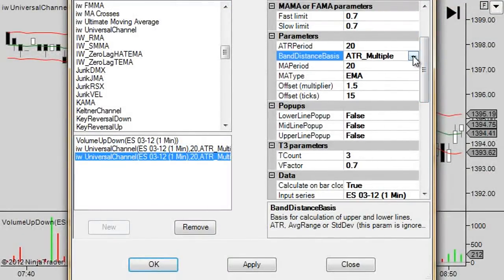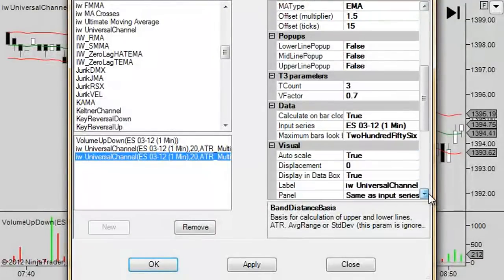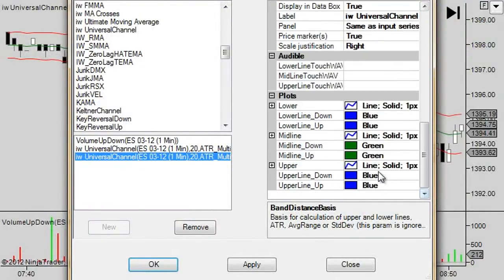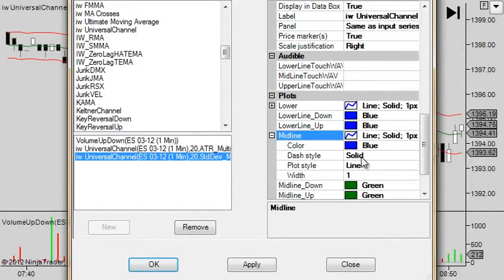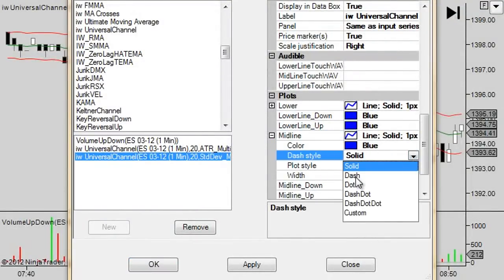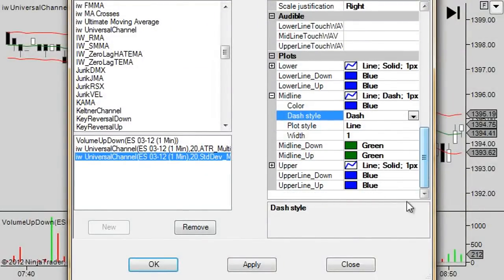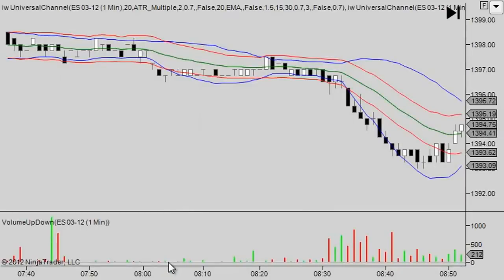I'm going to change the ATR to standard deviation, and I'm going to make sure my lines look a little bit different. Actually, in this case, they are different, but I'm going to change the midline to a dotted line here, or a dashed line. So I'm going to go ahead and apply my changes, and let's take a look.